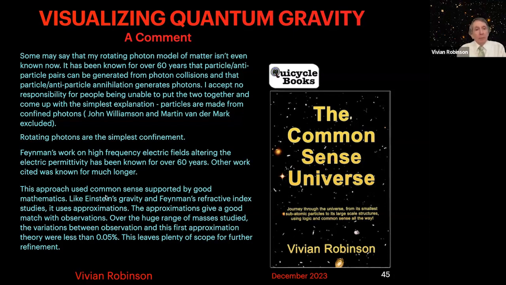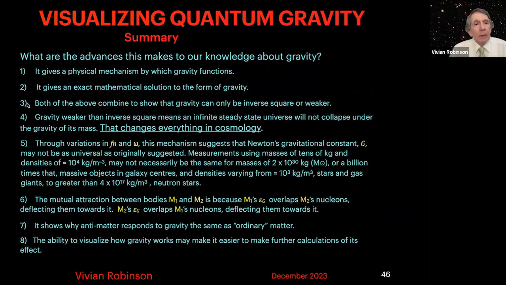This approach used common sense supported by good mathematics. Like Einstein's gravity and Feynman's refractive index studies, it uses approximations. The approximations give a good match with observation. Over the huge ranges of masses studied, the variations between observation and the first approximation theory were less than about 0.05%. This leaves plenty of scope for further refinement.